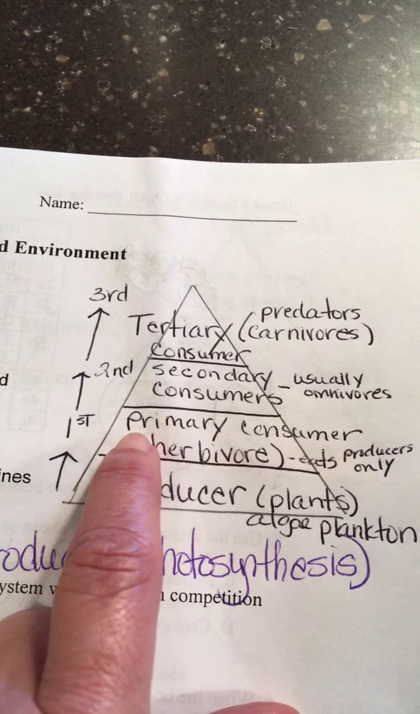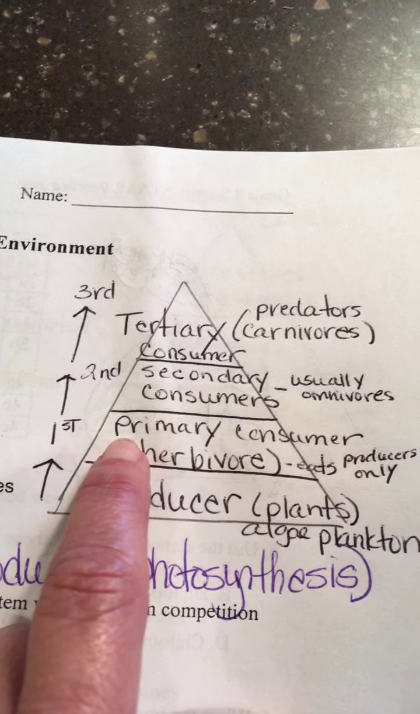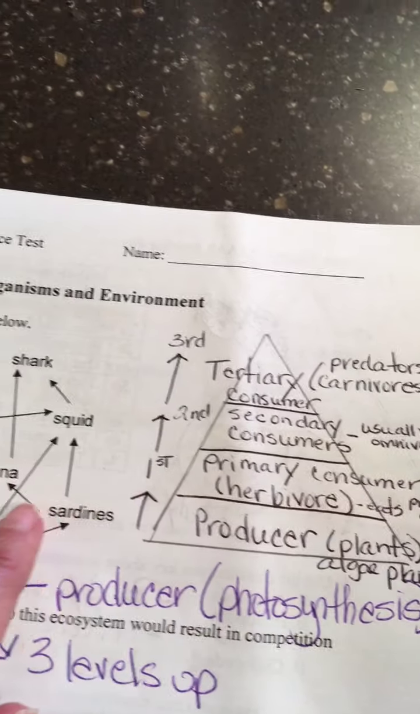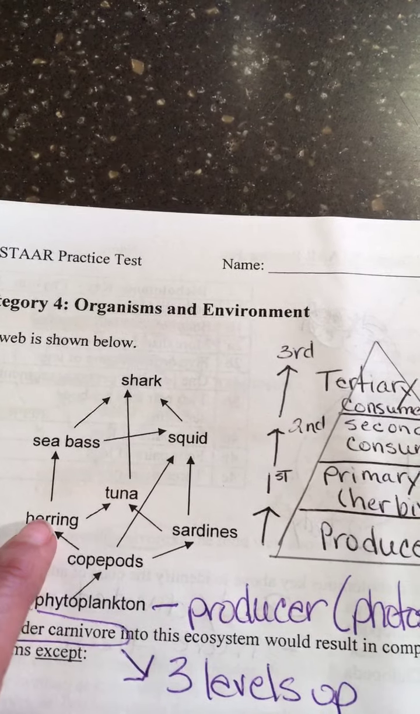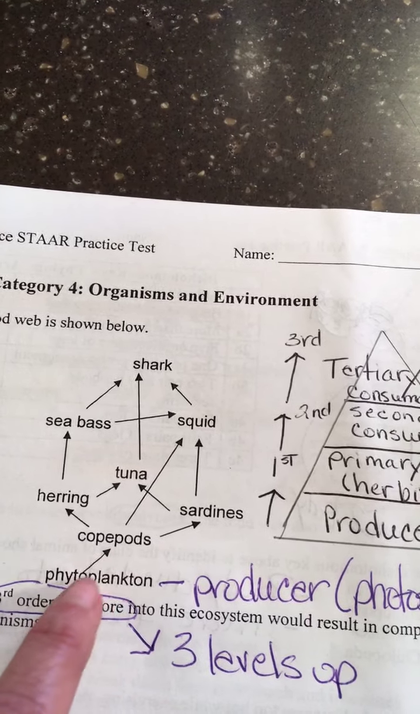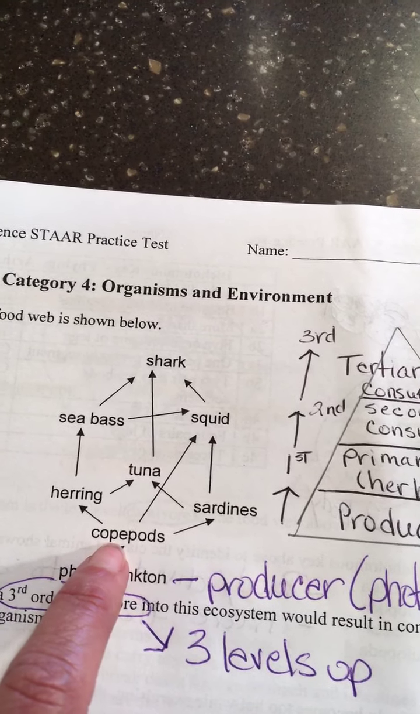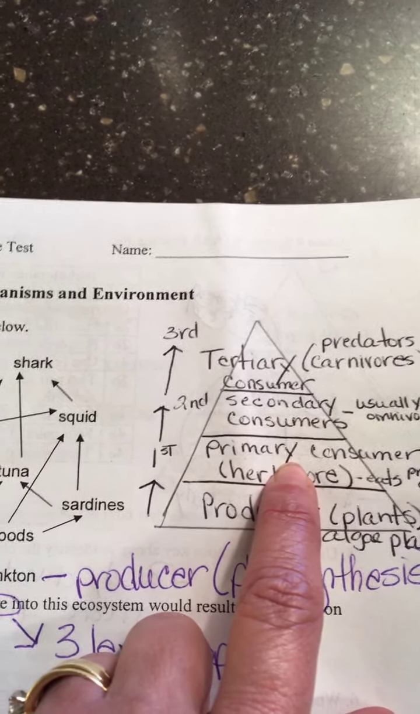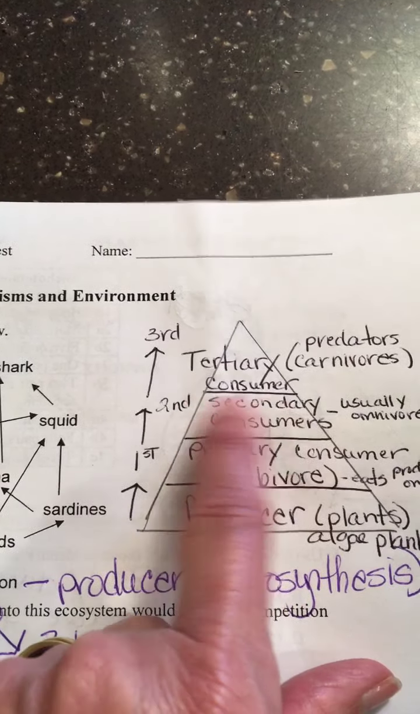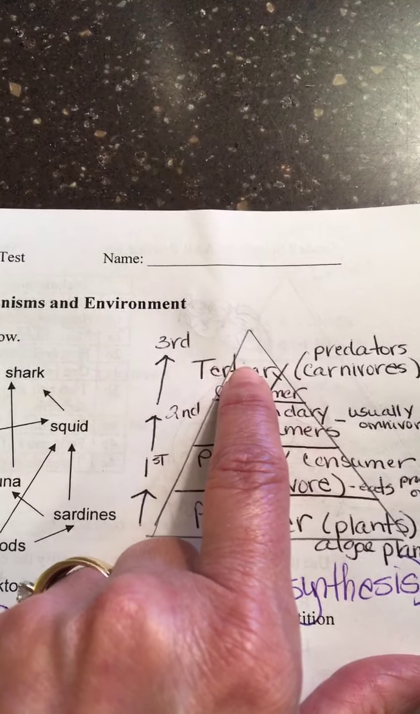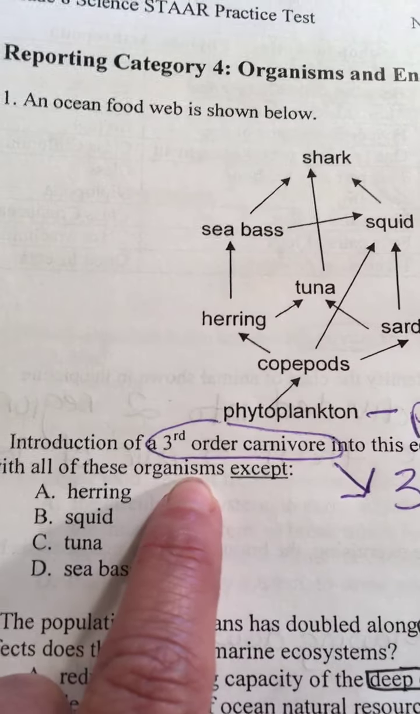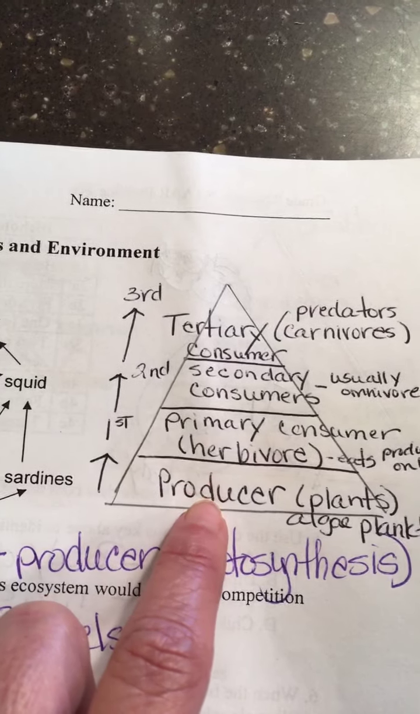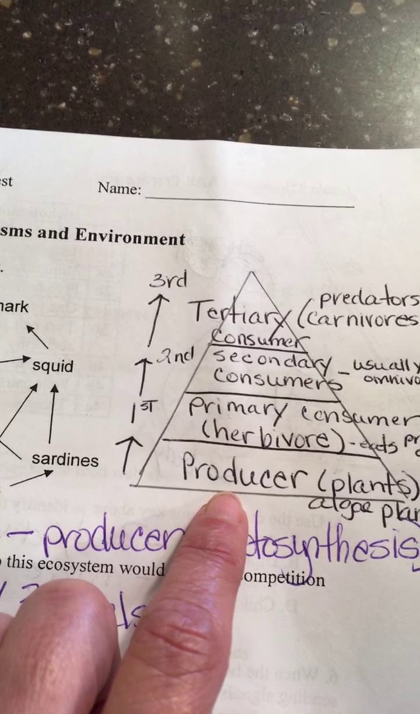Then you have what we call first order or first level consumers. So these are going to be your primary consumers, which are your herbivores. So if you look over here, your primary consumers are going to be what is getting its energy from the producer, which in this case would be the copepods. Okay, so your first level consumer or your first order. This is going to be the second order. This is your third order, which is what your question is asking. Your question is asking you for a third order carnivore. So that just means 3 levels up the energy pyramid. And those levels are called trophic levels.